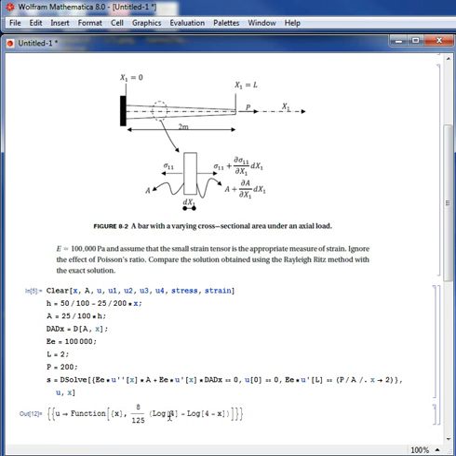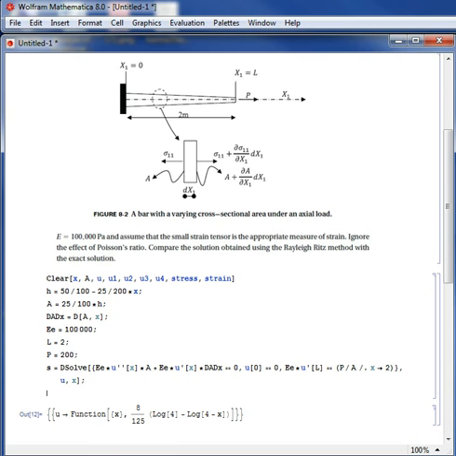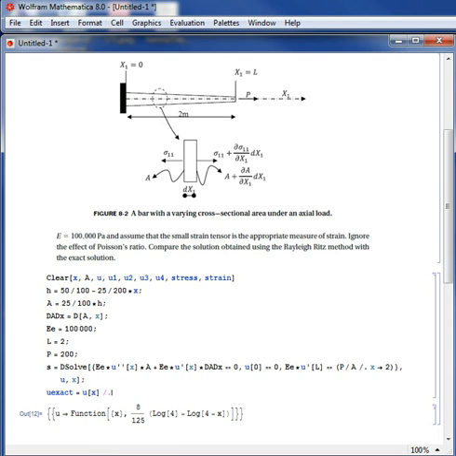So this is the exact solution. I'm going to just save it. I'm going to call it u exact. And so this u exact is equal to u of x when I utilize this variable inside the list of solutions s. Shift enter, and this is u exact.